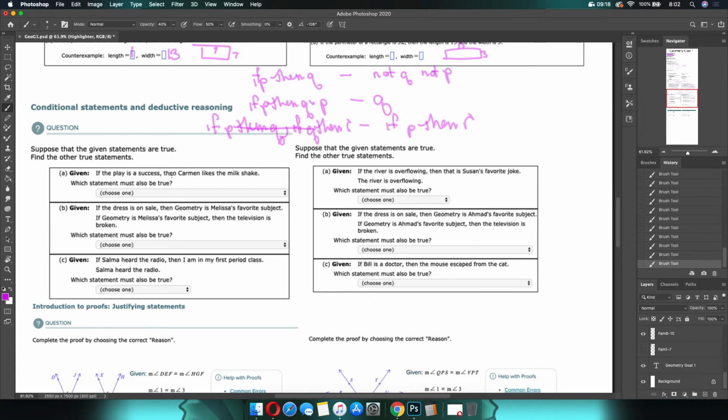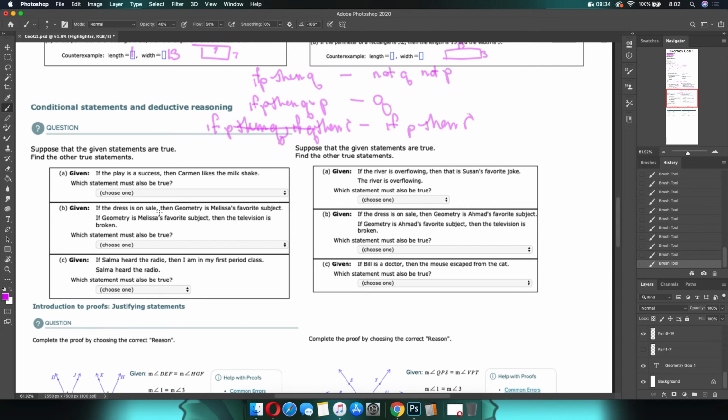So if the play is a success, then Carmen likes milk. What statement is true? We're only told if P, then Q. So if Carmen does not like milk, then the play is not a success, and I did not give myself enough space to write that.